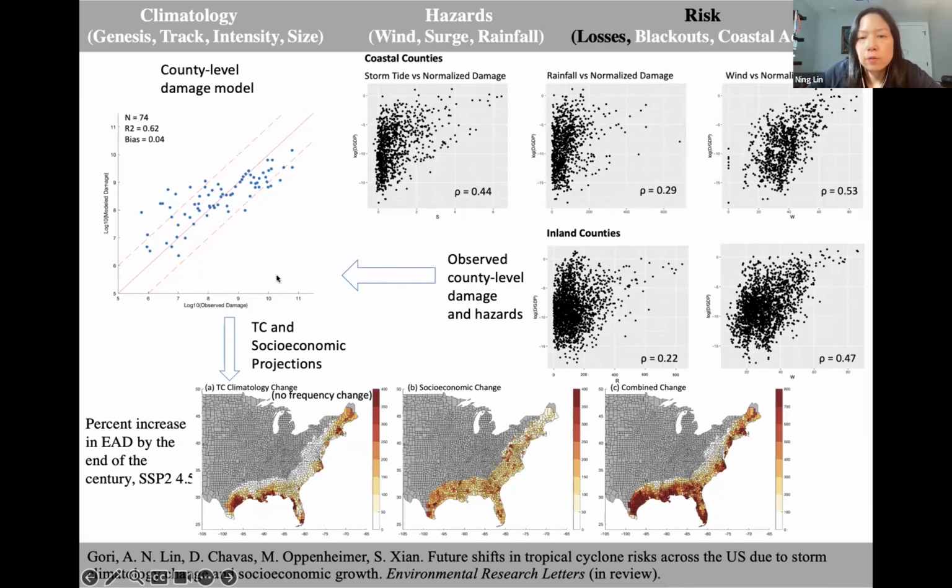And then once we have this model, we can say what the impact of climate change would be, changing the storm climatology. So this is a percentage of increase of expected annual damage by the end of the century due to storm intensity change, but no frequency change. And then we can check what will be the contribution of socioeconomic change in this model, and then what will be the combined change. So this is just work to link our simulation to economic loss estimation.